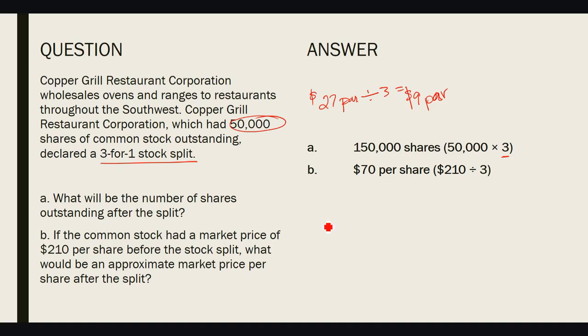How does this impact the market price of the shares? Well, typically you will find that if the market price was, as they gave us, $210, we would divide that by 3 and we will find that the market price of each share will go down. And that was the intent, to make the price of the shares less.